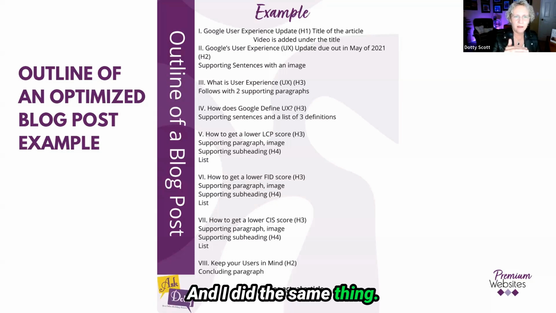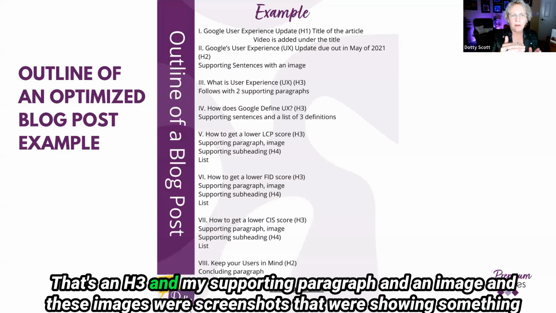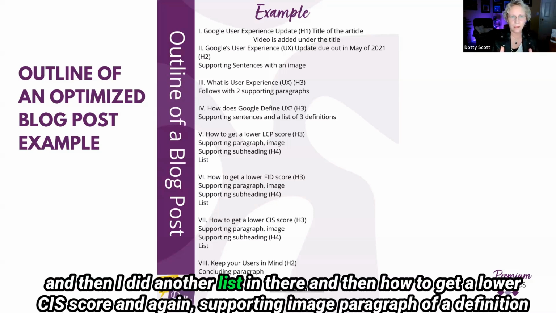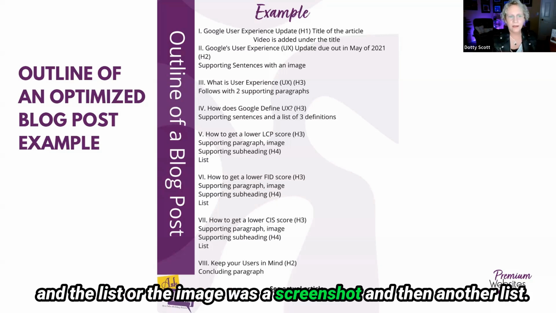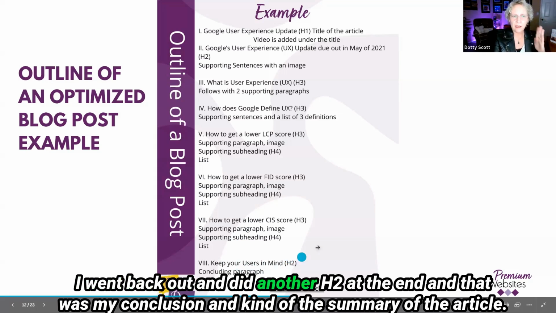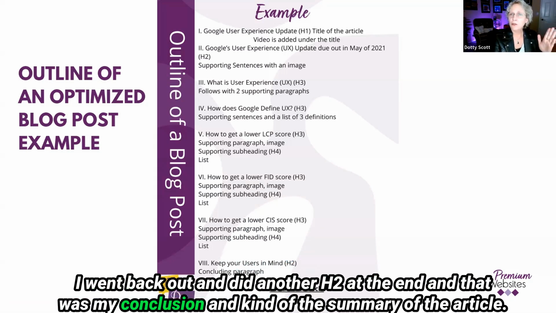And I did the same thing. That's an H3. And my supporting paragraph and an image, and these images were screenshots that were showing something. And then I did another list in there. And then how to get a lower CLS score. And again, supporting image, paragraph of a definition, and the list or the image was a screenshot, and then another list. I went back out and did another H2 at the end, and that was my conclusion and kind of the summary of the article.